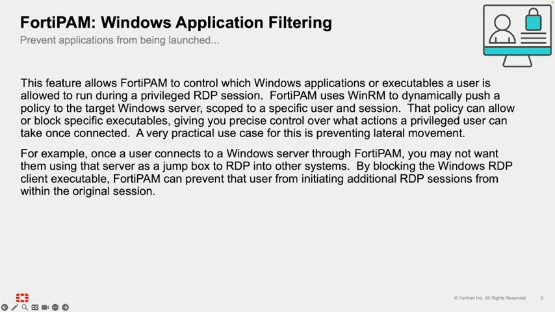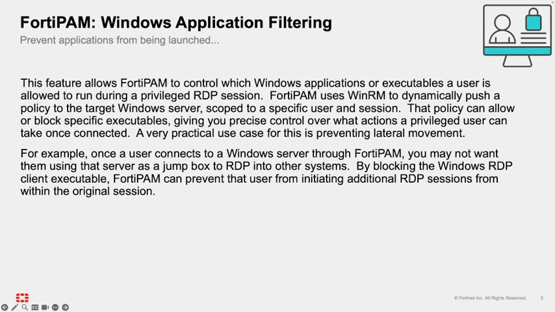A very practical use case for this is preventing lateral movement. For example, once a user connects to a Windows server through FortiPAM, you may not want them using that server as a jump box to RDP into another system. By blocking the Windows RDP client executable, FortiPAM can prevent that user from initiating additional RDP sessions from within the original session. This can significantly reduce risk while still allowing administrators to do exactly what they were approved to do, no more, no less.